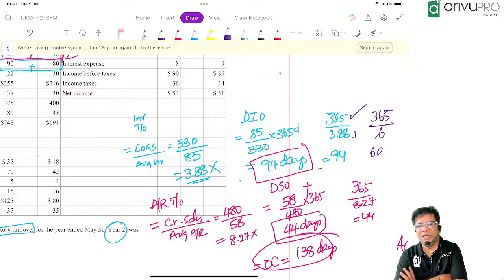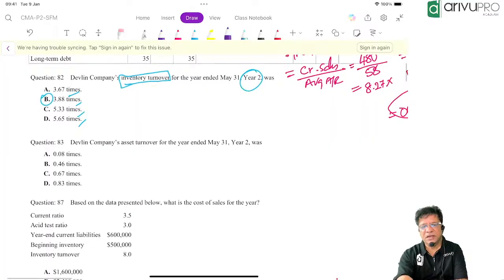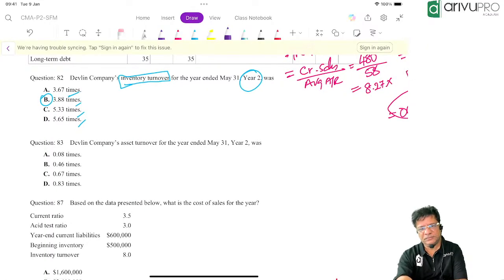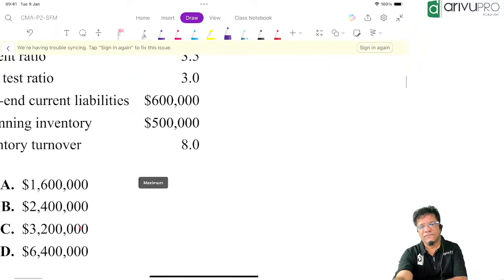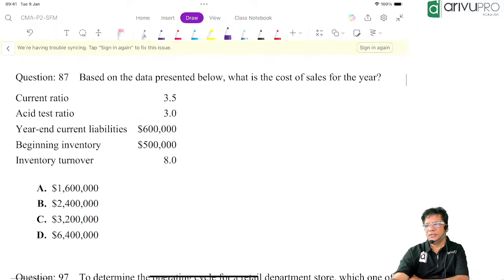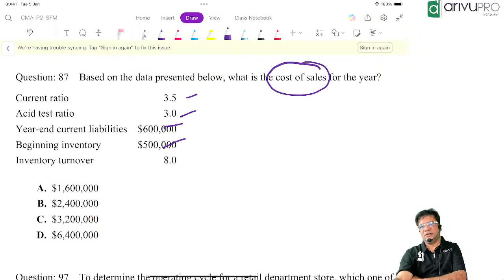Mathematically it is okay, but how do you do it? That is what the secret is in section B. In section B, as a finance manager, how do you do it? Okay, go ahead. You have been given current ratio, quick ratio, year-end current liability 600, beginning inventory 500, inventory turnover 8. What is the cost of sales, or what is the cost of goods sold? How much is it?